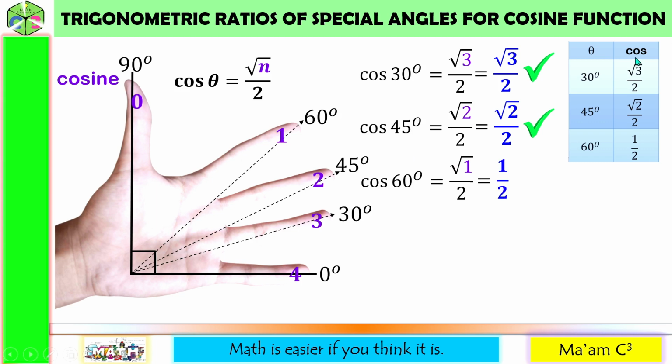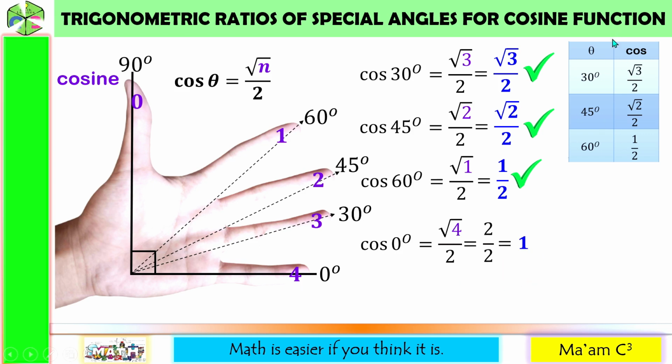Let us look at our table. Cosine 60 degrees is 1/2. This is correct. Let us also solve for cosine 0 degrees. The number assigned to 0 degrees is 4. So this will be square root of 4 over 2. And square root of 4 is 2. So we have 2 over 2 and this is equal to 1.